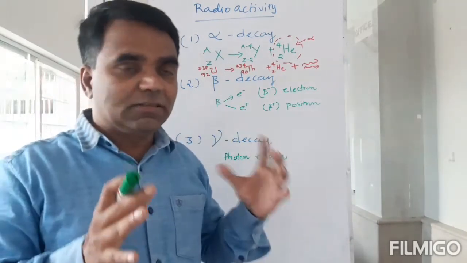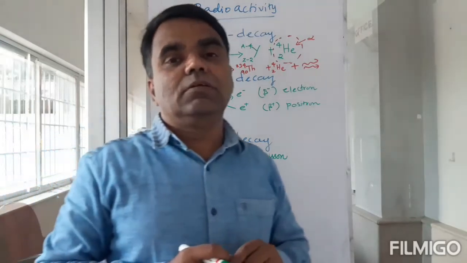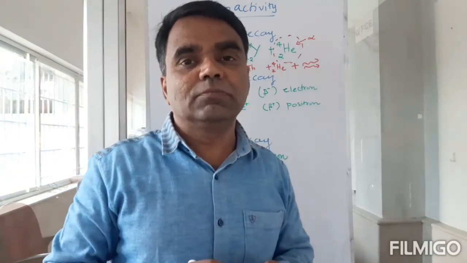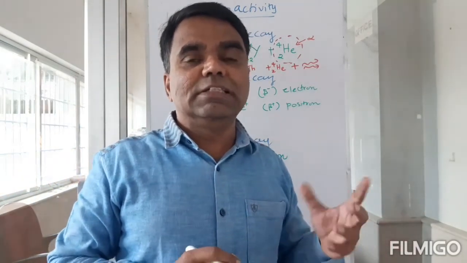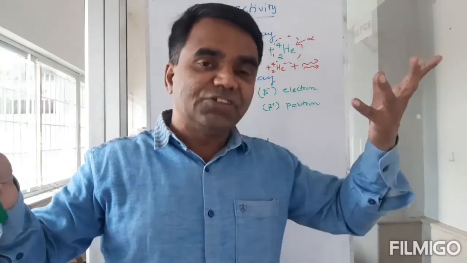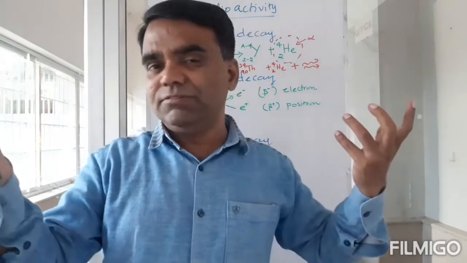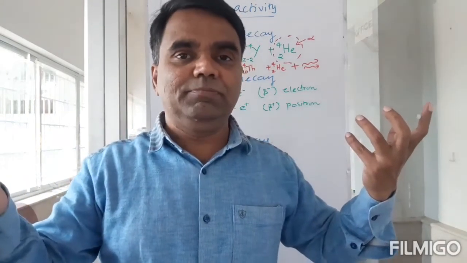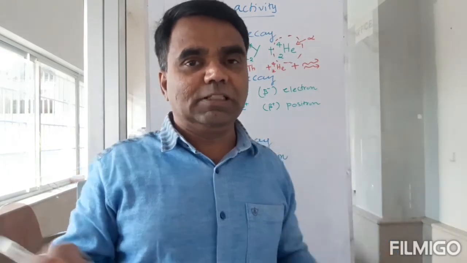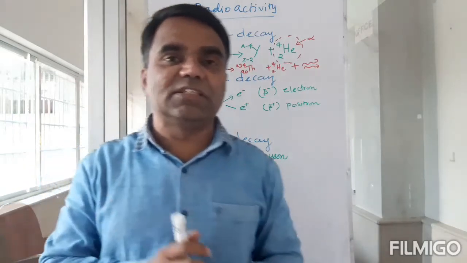When you say light, it is not visible light. It's very high energy photons. Well, you know this, E is equal to h nu, right? The frequency increases, then energy increases for the photon. So, gamma rays will have very, very high frequency. Okay, so these are the three types of radioactivity there.